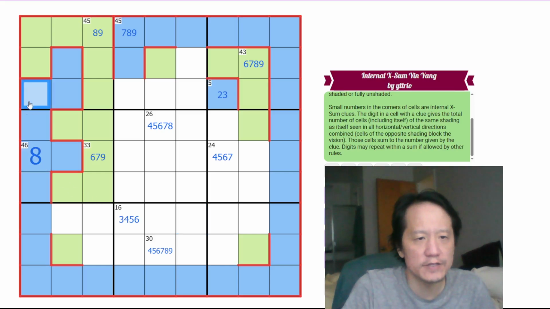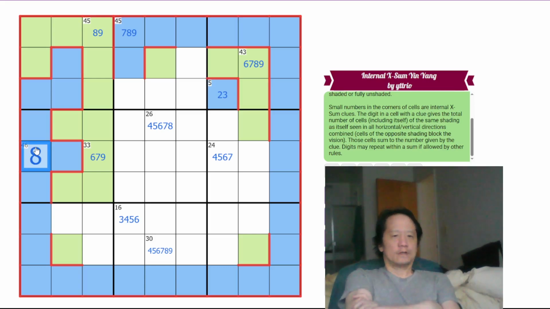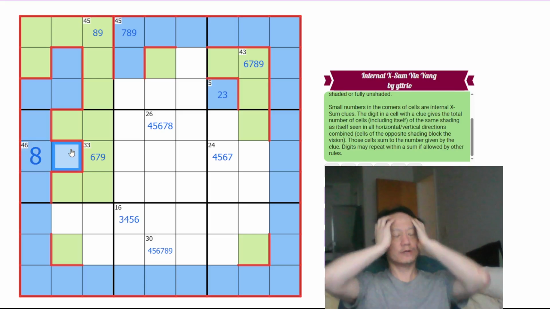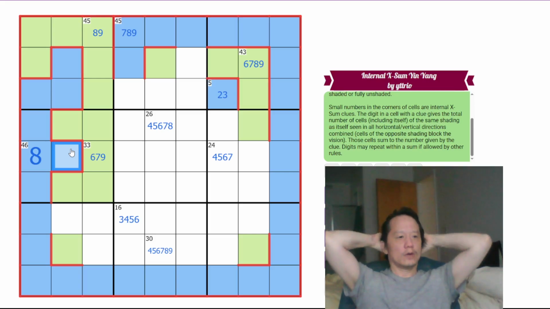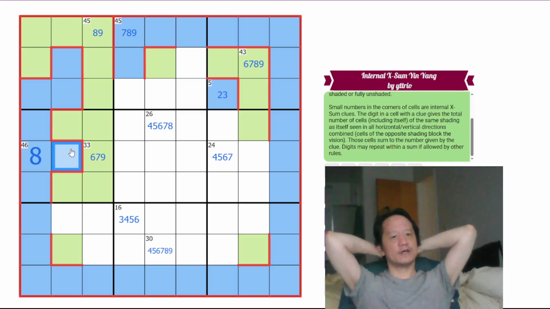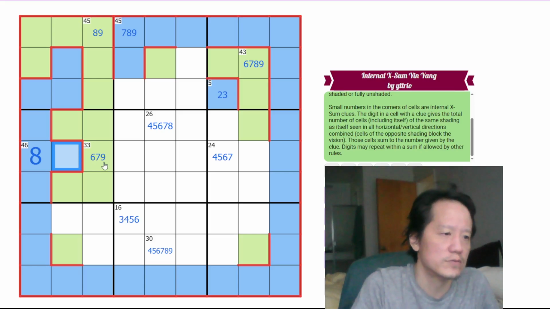You have 8. You have 8 digits in total. So what's the minimum this digit could be? Even if you have 3 through 9, that's 42. This has to be at least 4. So this is 4, 5, 6, 7, or 9.